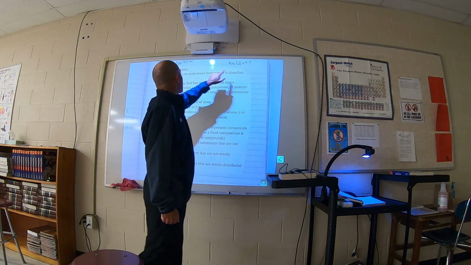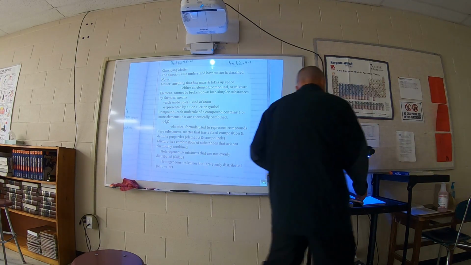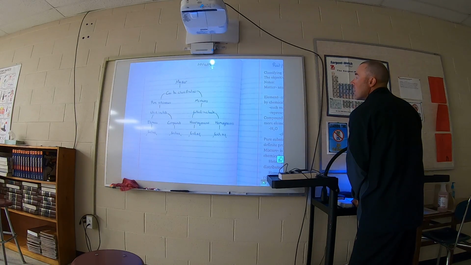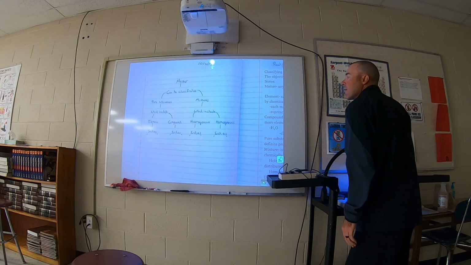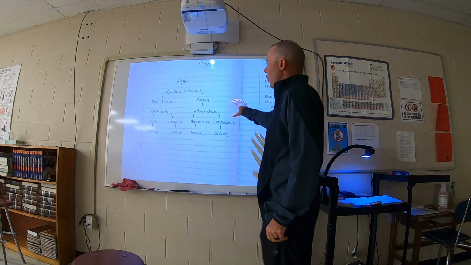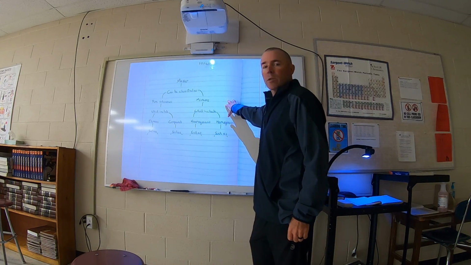You are supposed to read pages 45 to 50 in the book and answer questions 1, 2, and 4 through 7 on page 50. And then you also need to put this web in your textbook as well. I put a picture of it in there.